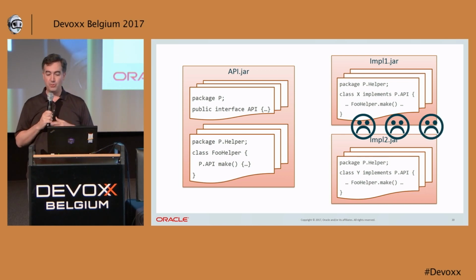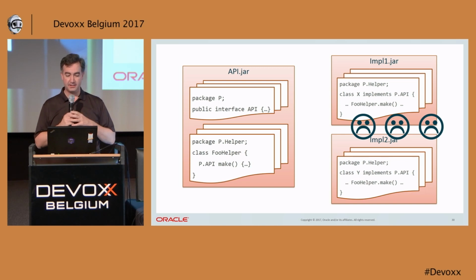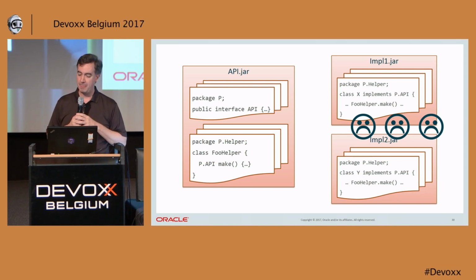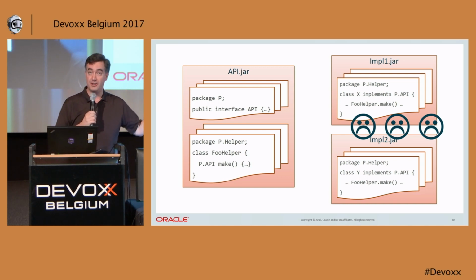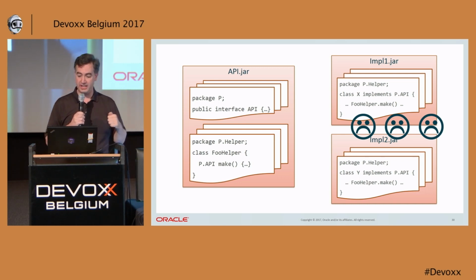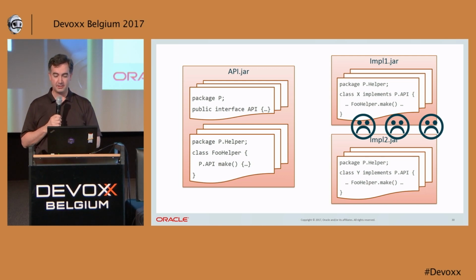A third problem is that anyone can make a jar with classes in this p.helper package and start using the helper code in the API jar, or start to rely on the details of the X and Y implementations in their jars.